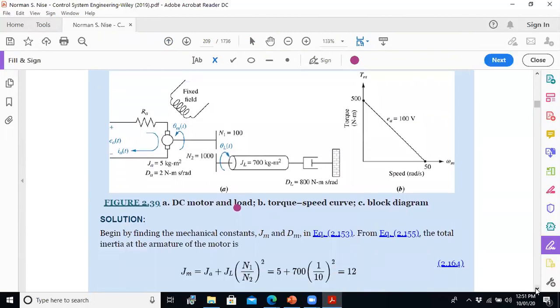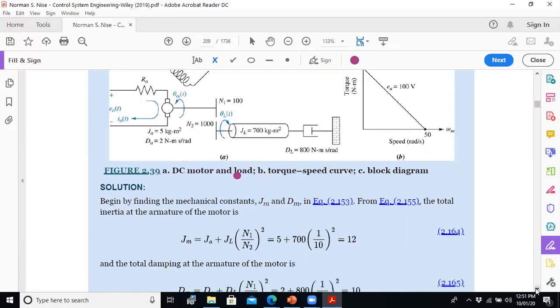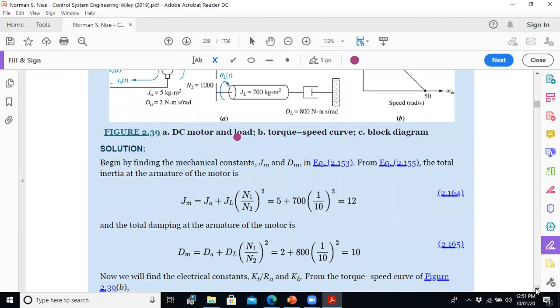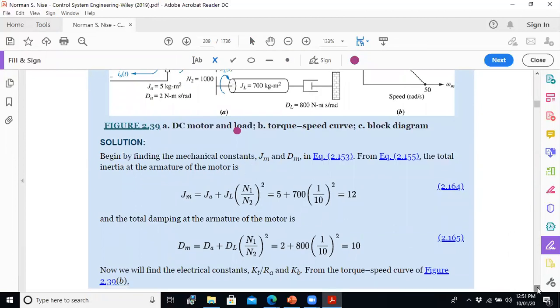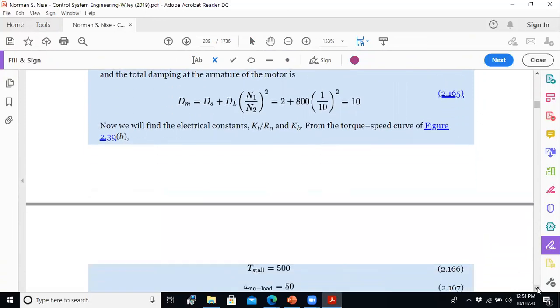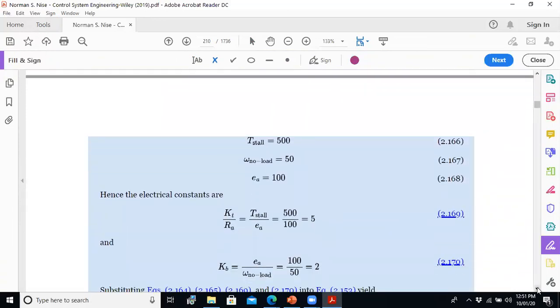So you'll be given JA, DA, DL, JL, right? And you are given N1 and N2. So you can figure out JM and DM, right? That should be easy, just plug in. Then next thing is you have to find the KT and KV, right? So to find KT and KV, you know your T stall and no load.